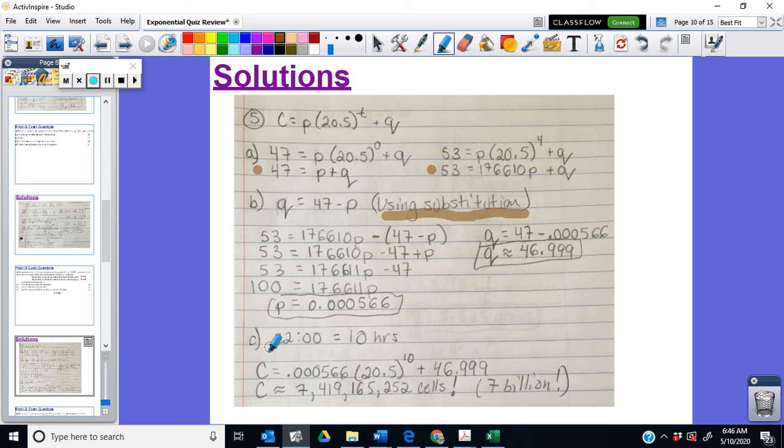In part C, again, 2200 is 10 hours. So once you have the P and the Q, plug them back into the equation and substitute 10 for your time, and you get over 7 billion cells.